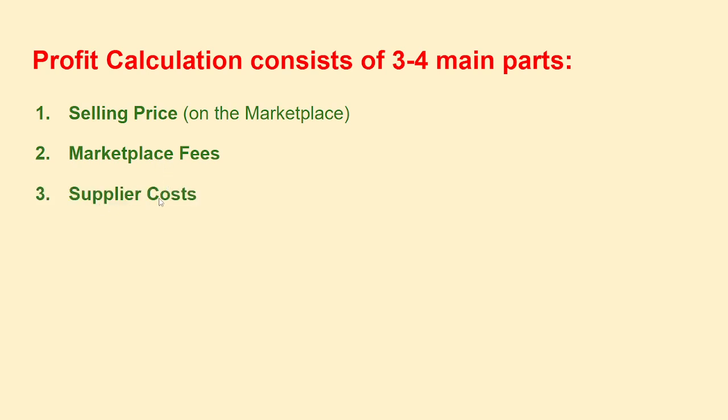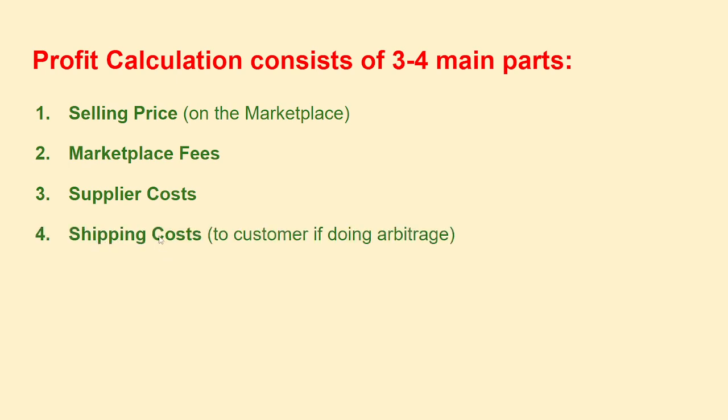The third thing is the cost of the product from the supplier. What are we actually spending at the supplier to purchase and receive the product, or to ship it directly to the customer if you're drop shipping? Depends on the model that you're doing.